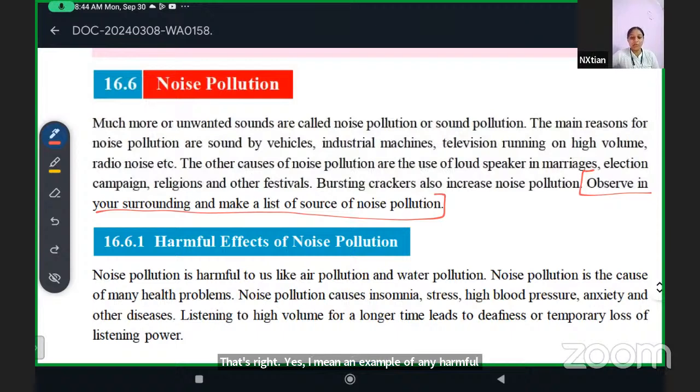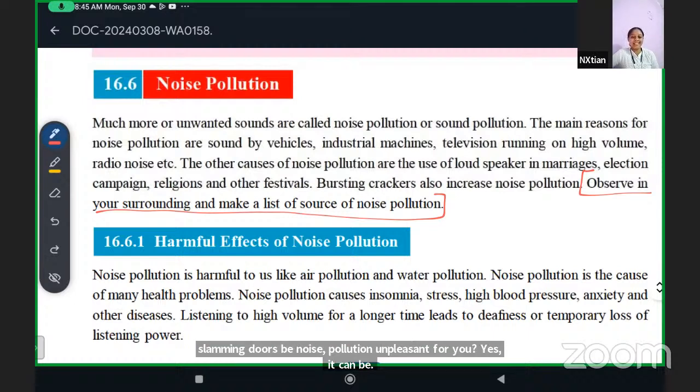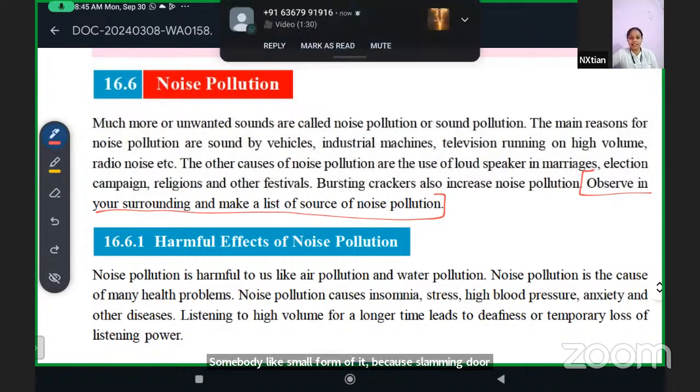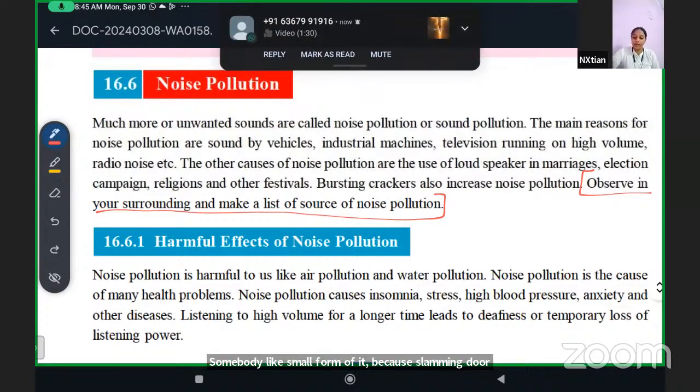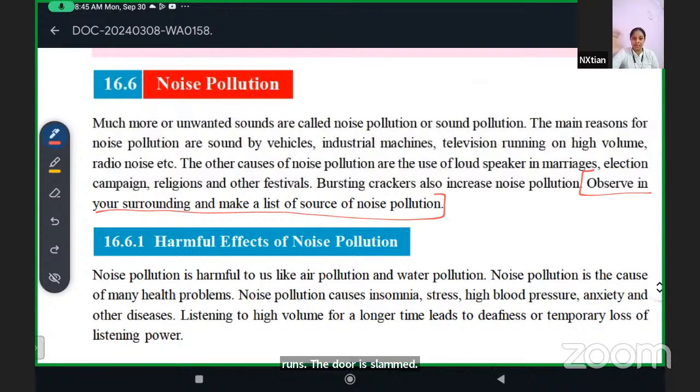Can slamming doors be noise pollution? Unpleasant for you? Yes, it can be. Okay, but it's a very small form of it, because once the door is slammed, the noise will come and then it will go. It will cease.